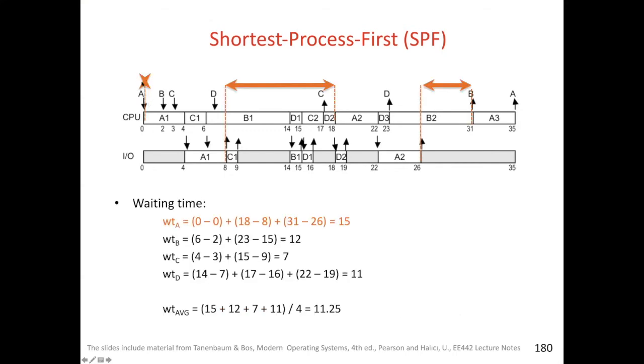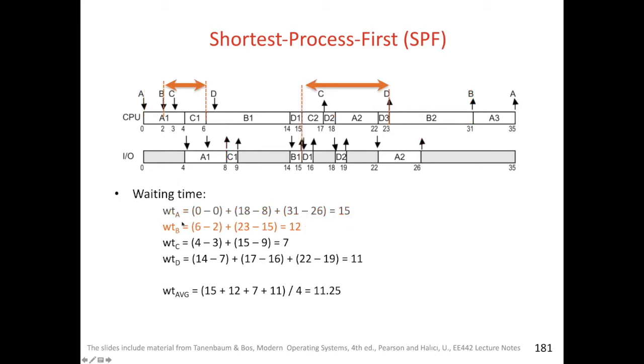Wait-in time for process A is 0 minus 0. Again, process A enters the ready queue 3 times. One of them is because A is submitted, and the next 2 are because A finishes its I/O operation. For the first one, it is immediately chosen for execution, so 0 minus 0. For the second one, the time it spends in the ready queue is 18 minus 8. And for the third one, it is 31 minus 26. So the total waiting time for process A is 15.